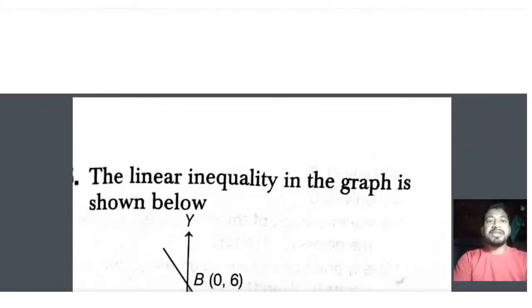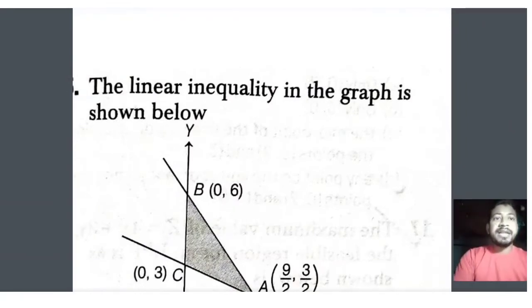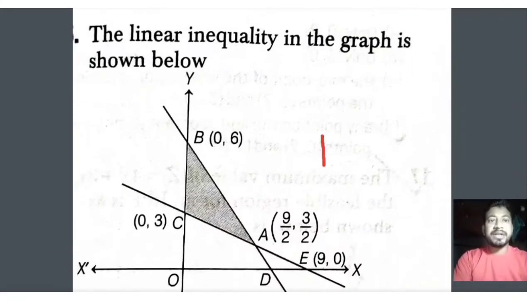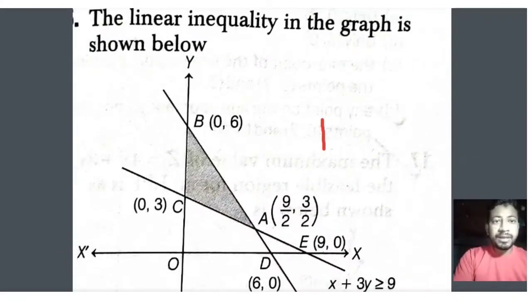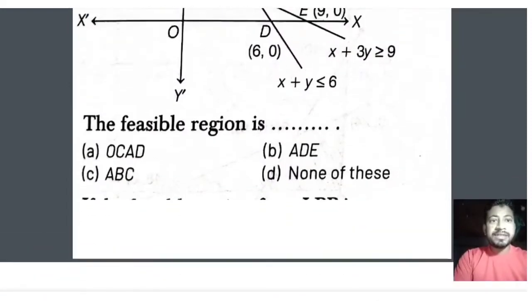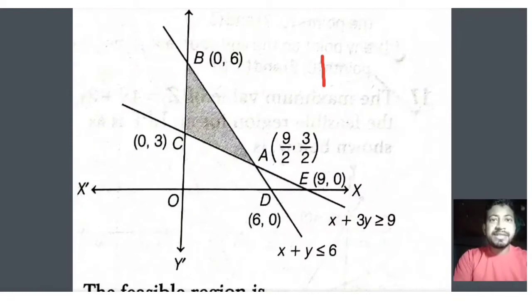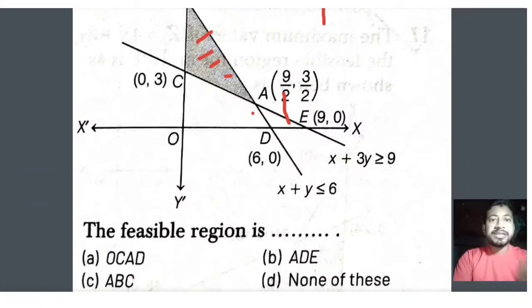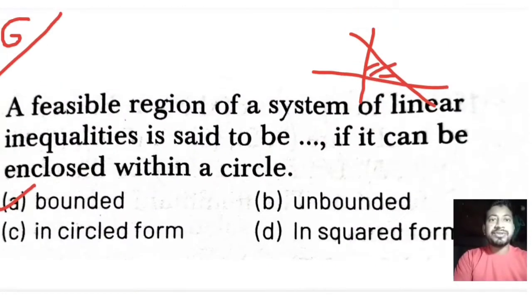Now goes to question number 7. Here is question number 7. The linear inequality in the graph is shown below. Here is the graph. Here is corner point C, here A and here B. Now tell me, this is the feasible region. So the feasible region occurs between which points? A, B, C. Now check your answer. Where is the option? Yes, option C is the correct answer. A, B, C.